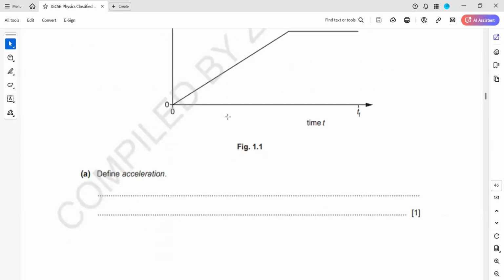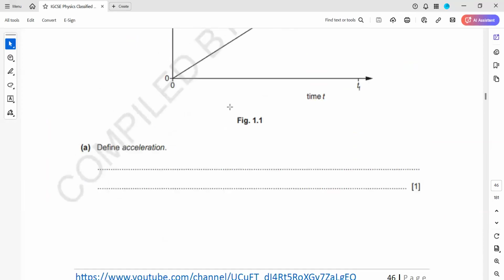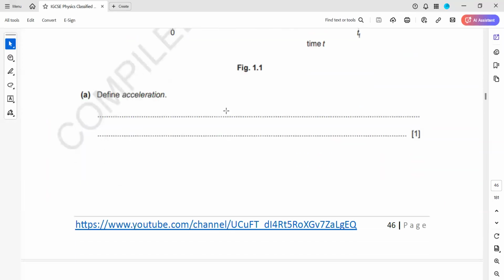Now define acceleration. How do we define the term acceleration? It is change of speed in unit time. Yeah, good. If you only say change in speed, that is not the complete definition. The term speed is acceptable, but the best is to use the term velocity, because acceleration is the rate of change in velocity.